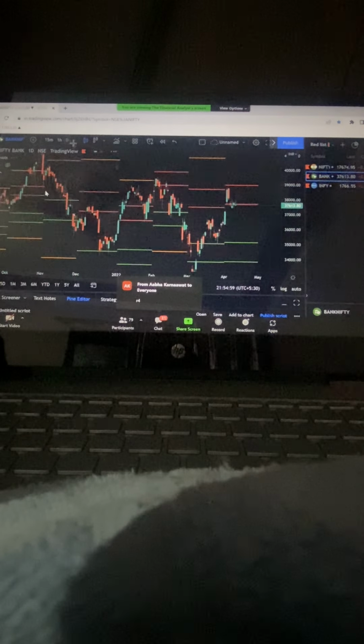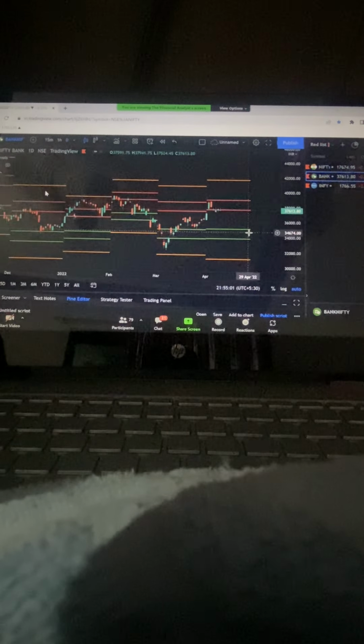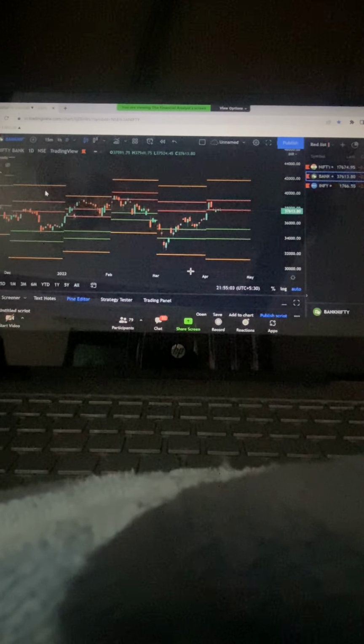Let's check the monthly. So this is your monthly. Now tell me, what is the monthly trend in Bank Nifty?